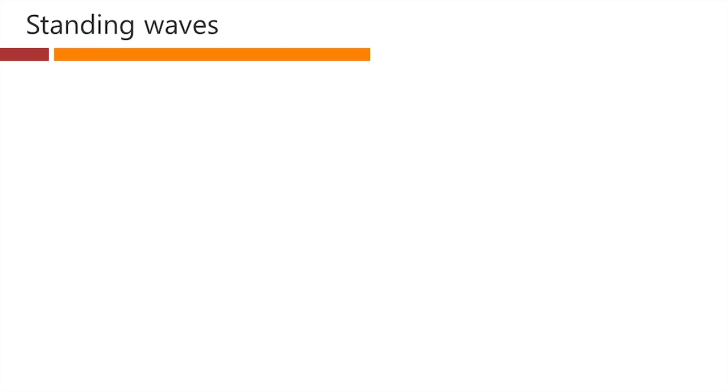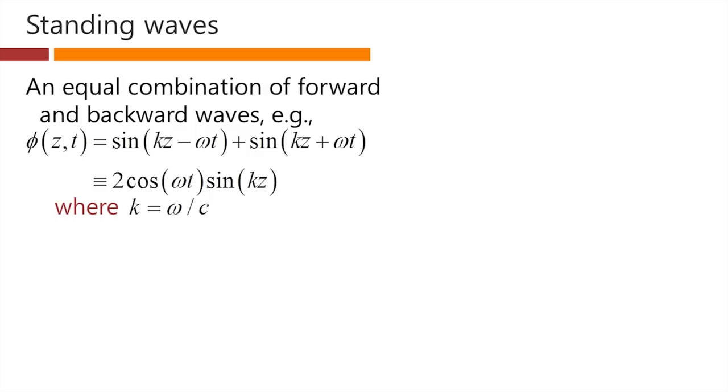A particular example of linear superposition is what we can call standing waves. So if we take an equal combination of forward and backward waves, so here's a forward wave here, and here's a backward wave, I've just taken an equal linear combination of these two sine forms. We can also, by the rules of trigonometry, rewrite that in this form. These two are exactly equivalent to one another. And here, again, k is omega divided by c, the wave velocity. This gives us what we call standing waves.